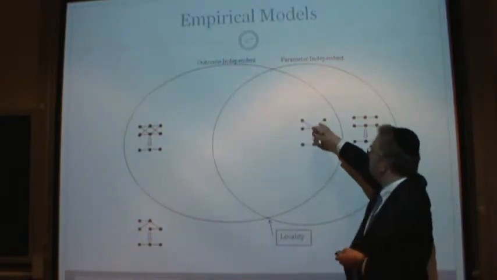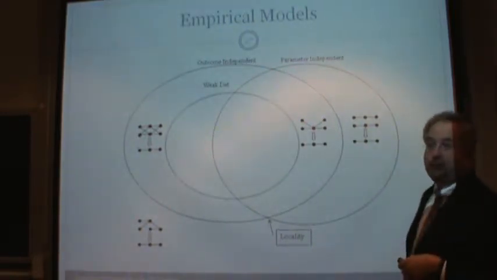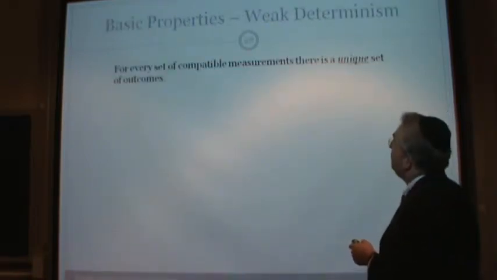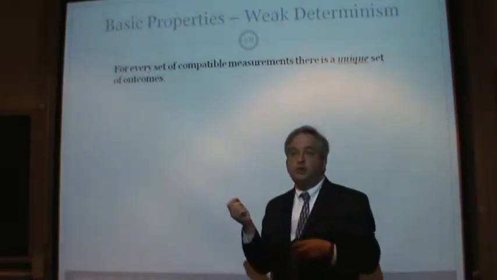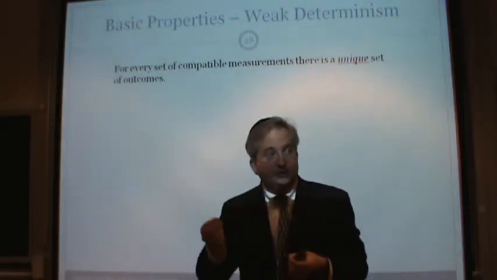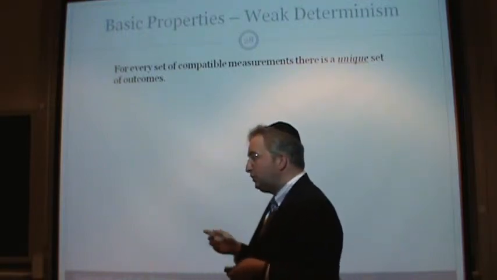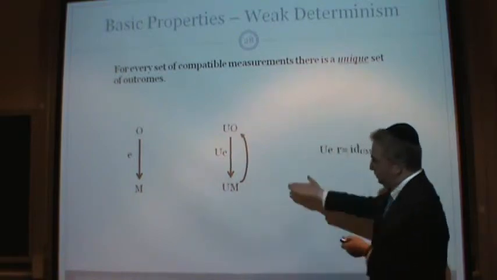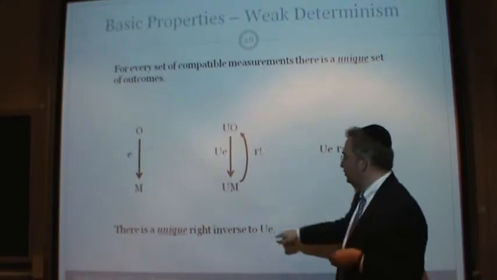This is both continuous and like that. I'm going to just mention some of the other properties. One of the properties you want of your hidden variables is that it should be weakly deterministic. I'll say what weakly deterministic is. For every set of compatible measurements, there is a unique set of outcomes. That's what determinism is. Determinism says, if I do an experiment, I want exactly one outcome, which basically means this map, which is what we had before, should be unique. There is a unique right inverse to that.